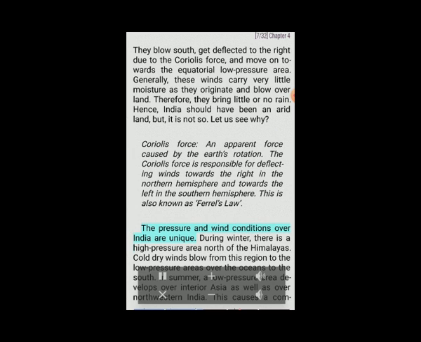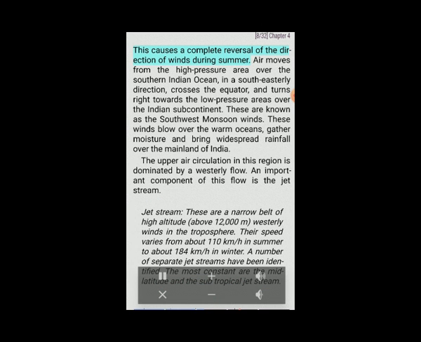The pressure and wind conditions over India are unique. During winter, there is a high-pressure area north of the Himalayas. Cold dry winds blow from this region to the low-pressure areas over the oceans to the south. In summer, a low-pressure area develops over interior Asia as well as over northwestern India. This causes a complete reverse during summer.